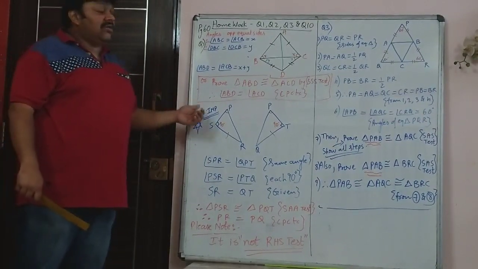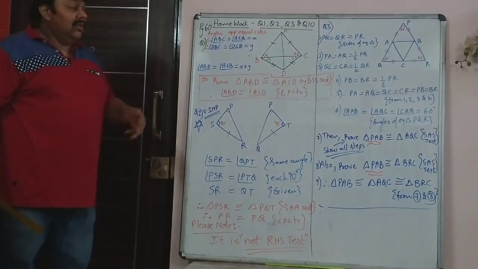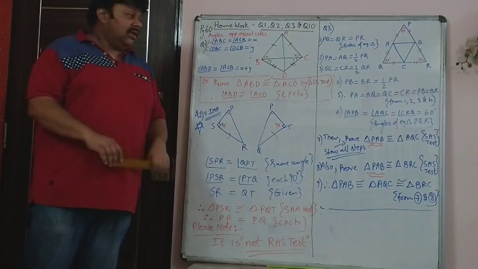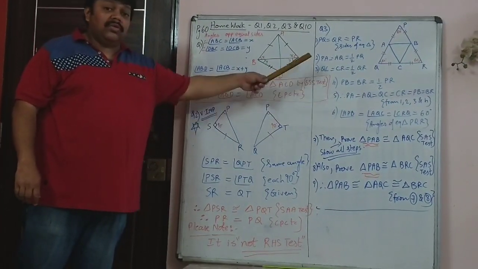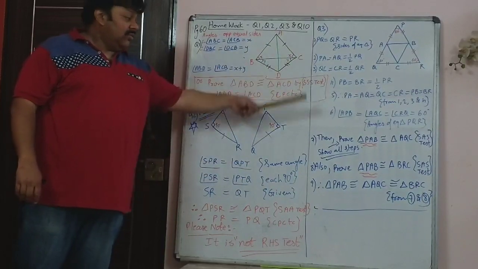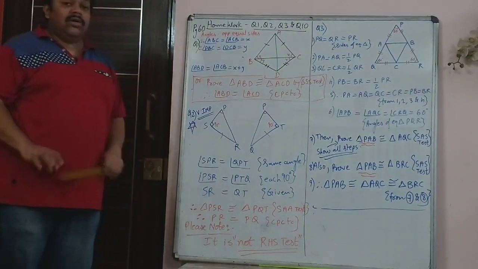I also give you the explanation of the 10th homework sum. So if you were unable to do it or you did something else, then this is the correct method to prove those three triangles are congruent.